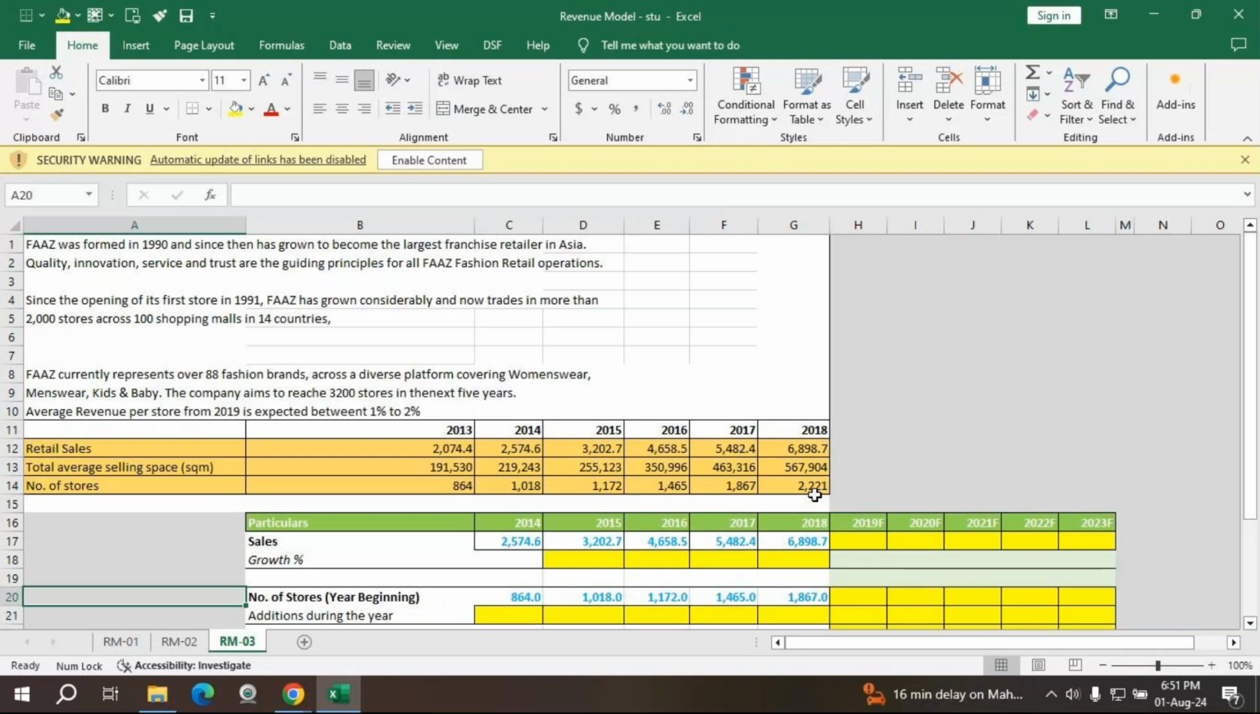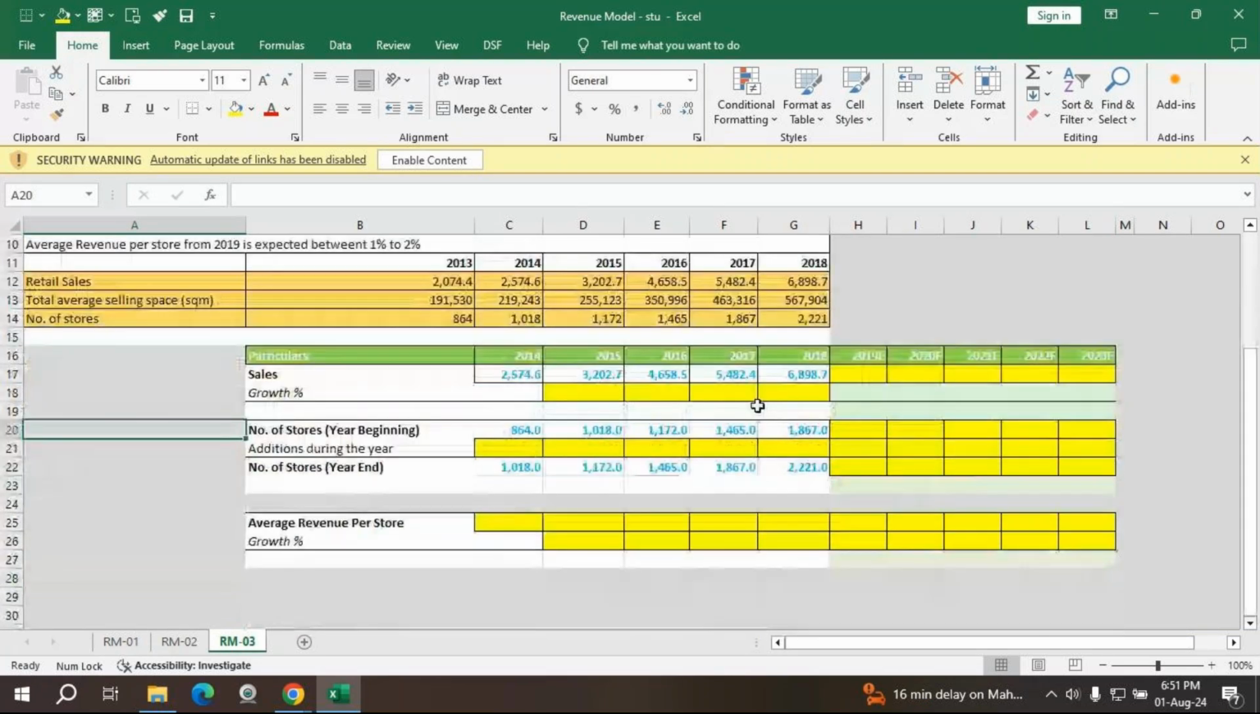So when we are solving this, let's see the sales in the years 2014, 15, 16, 17, 18. Number of stores, beginning from the first year, how the stores were increasing year by year, and the number of stores by the year end. Now, as per this information, I need to calculate the average revenue per store.